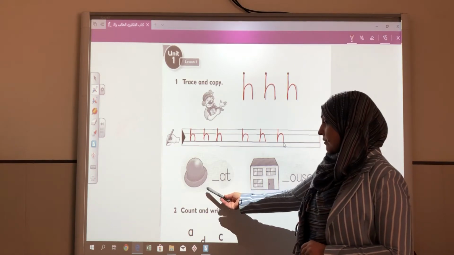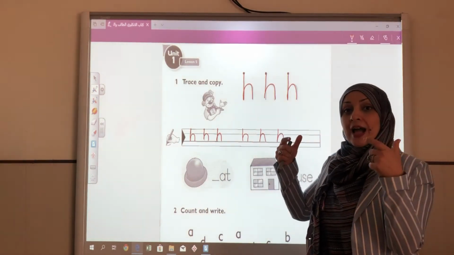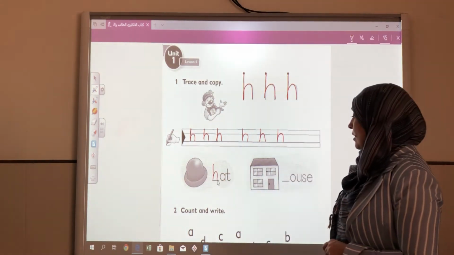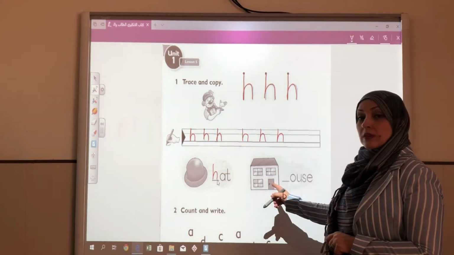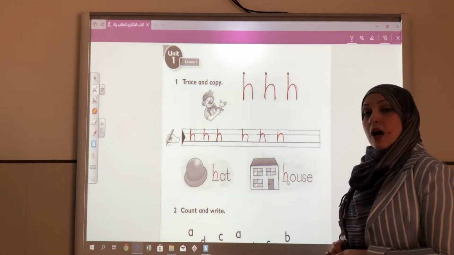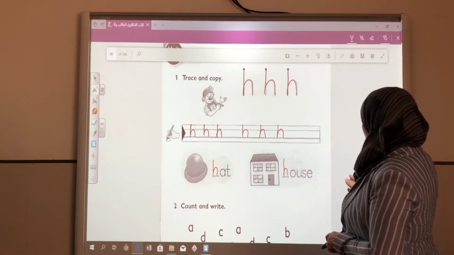What this picture? It's a hat. Yes, start with letter H. H, hat. What this one? House. Start with letter H. Let's see the other activity.